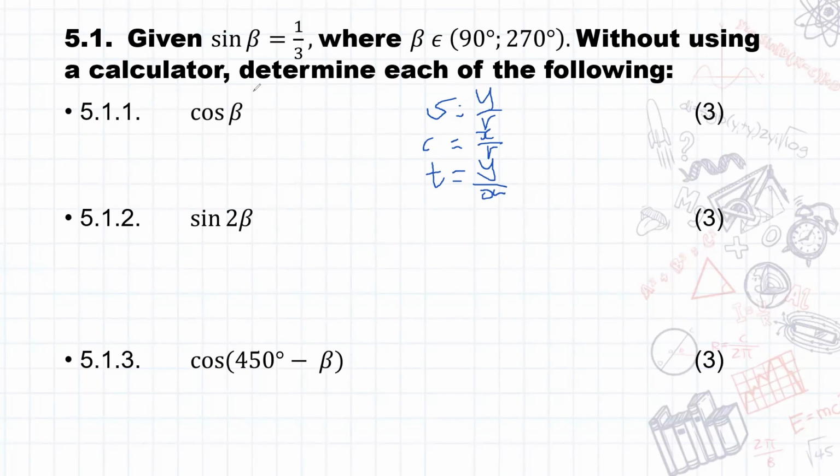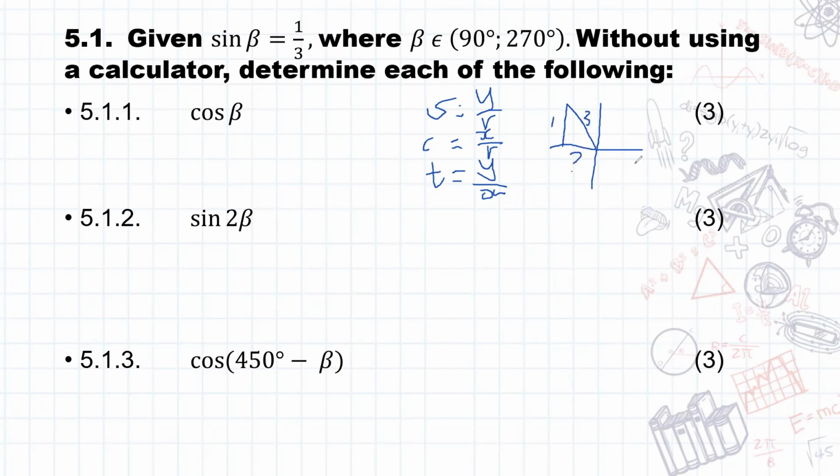So firstly, we can see that cos is x over r, and sine is y over r. So we're missing the x. And how do we find x in a triangle? Well, we know it's a right angle triangle, and it lies somewhere between these two Cartesian planes. We can see y is positive, so it's going to be up here. So we've got that y is 1 and r is 3, and we need x.